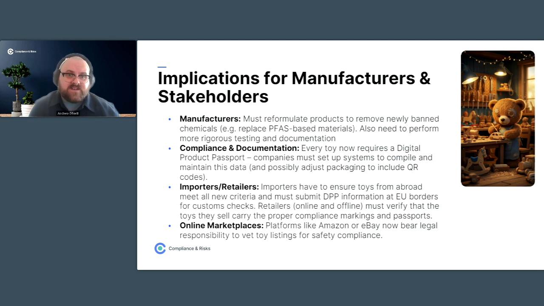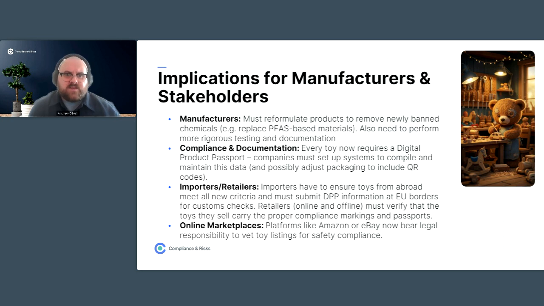For importers and retailers, if you import toys, you must now double-check that your foreign suppliers are using these stricter rules. The importer's name will be tied to the digital passport, and at the EU border, you'll have to submit the DPP data for customs to review. And as I said earlier on, customs can scan that, and it can either make or break if it comes onto the EU market.